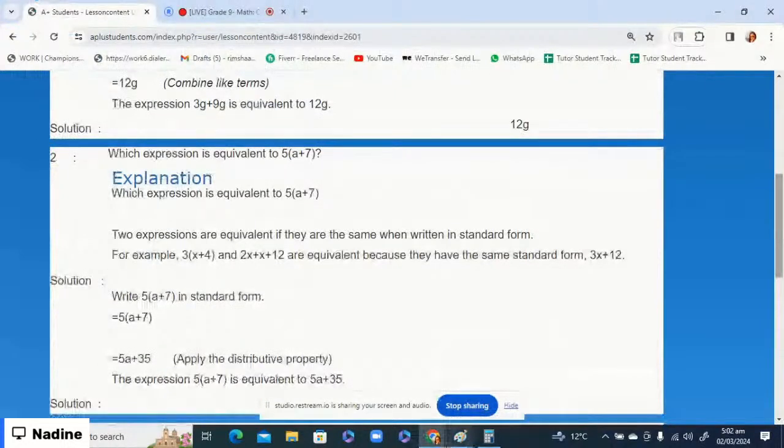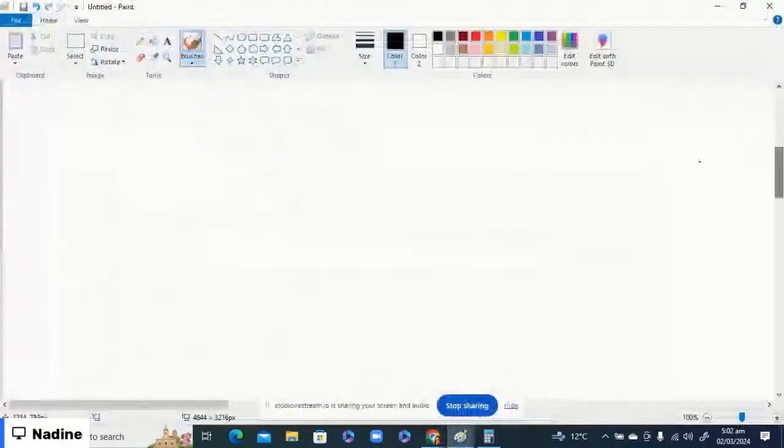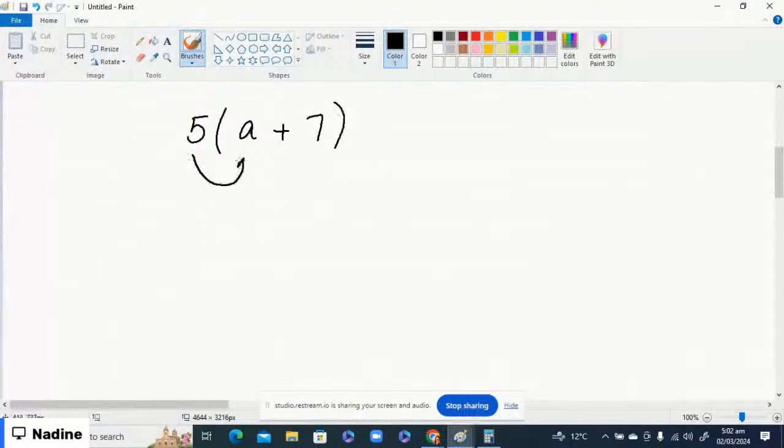Let's do that one. For example, here is a 5 and there is a bracket a plus 7. What do we do for that? First we're going to multiply 5 with this a, then we're going to multiply 5 with that 7. So when the 5 is multiplied with a, what would be the answer? This is 5a, then plus 5 times 7 is 35. Okay, let's do the next.